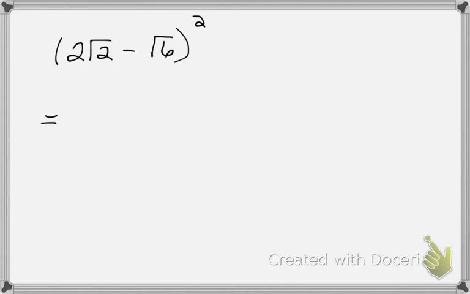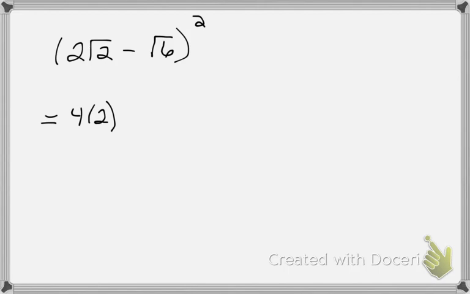So who's playing the role of A? 2 root 2. So what happens when I square that? Is the 2 up front underneath the radical? No. Then when I square it, I get 4. The 2 that's under the radical, when I square that, what happens? The square root cancels, and you just get 2.